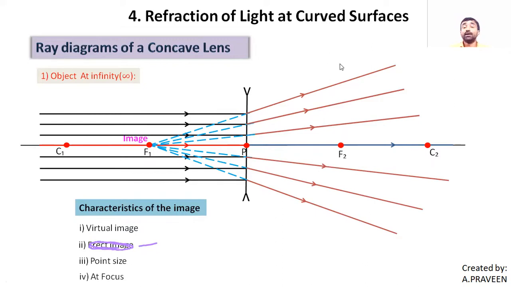Why is it virtual? Because I got it by the backward rays, not by the actual rays' converging point. By the backward rays I got the image. That's why I am writing virtual image. Where can I see this virtual image? On the surface of the lens. It cannot be obtained on the screen, right?